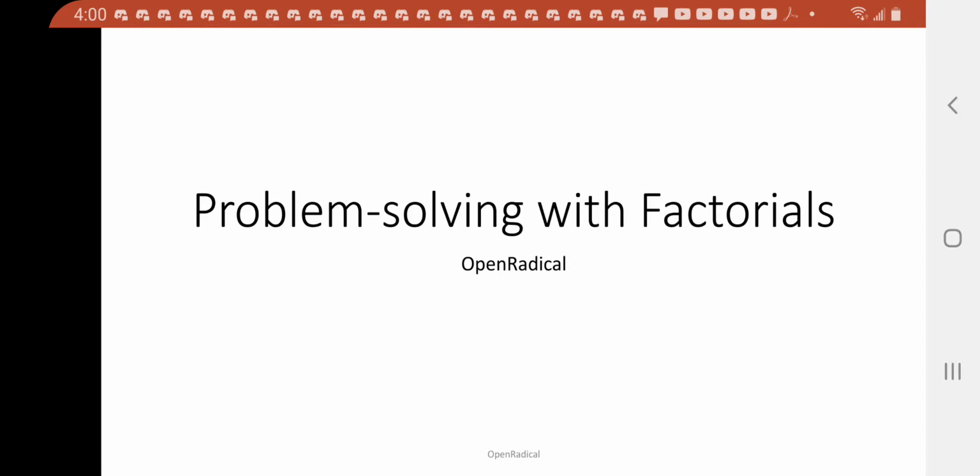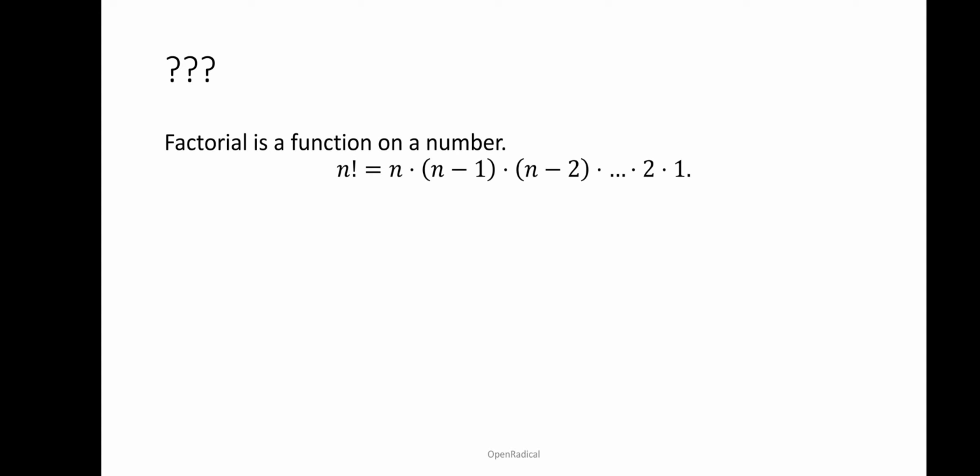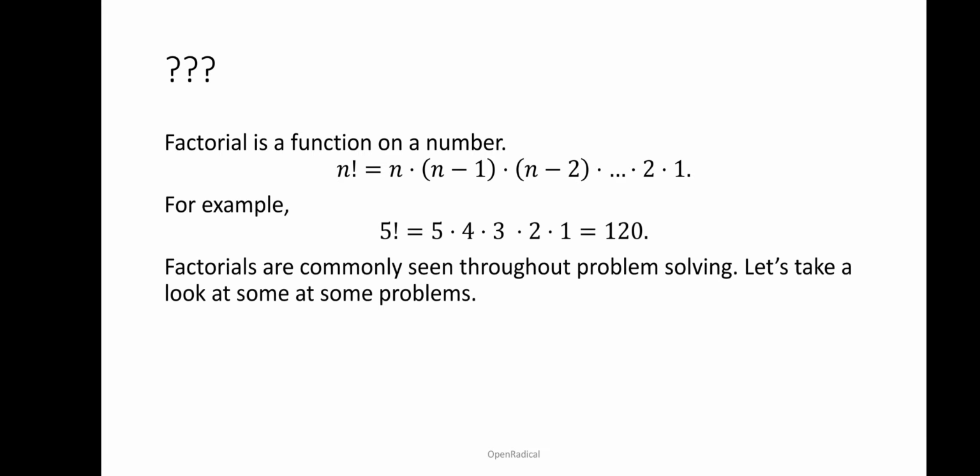Problem solving with factorials. What is a factorial? A factorial is a function on a number that basically makes it multiply all the way down to 1. N factorial is n times n minus 1 times n minus 2 times all the way times 2 times 1. For example, 5 factorial is 5 times 4 times 3 times 2 times 1, or 120.